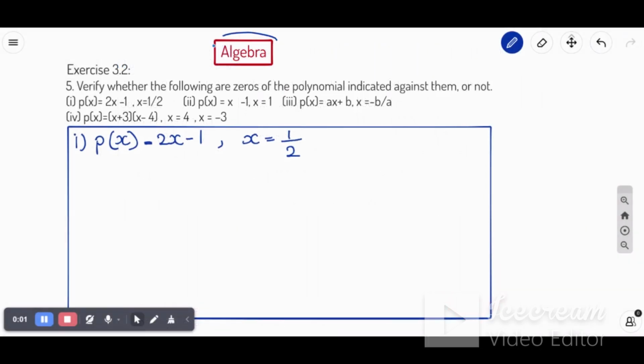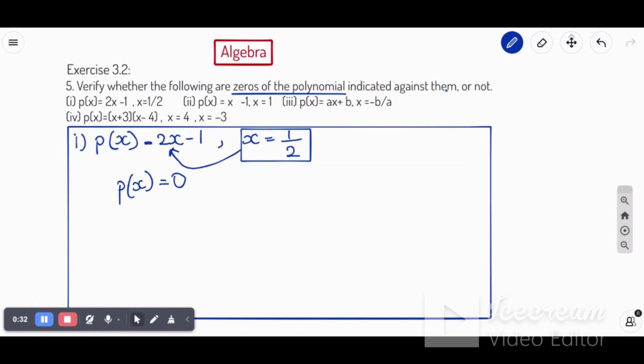Hi everyone. Let us start with algebra exercise 3.2 and question number 5. Verify whether the following are zeros of the polynomial. What do you mean by zeros of the polynomial? If suppose this is a zero of the polynomial, it means if you substitute this value of x in this polynomial, then your p of x will become 0. If this happens, then this value is the zero of the polynomial.